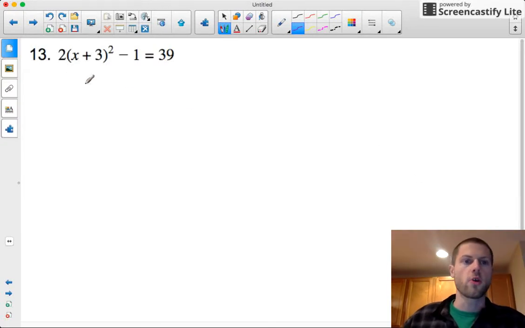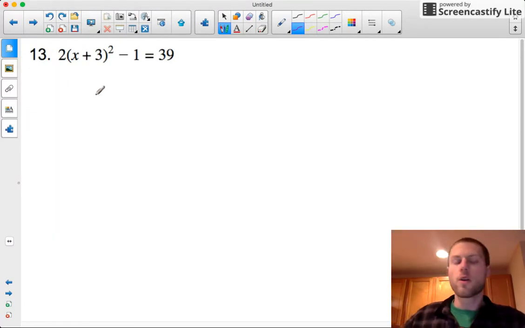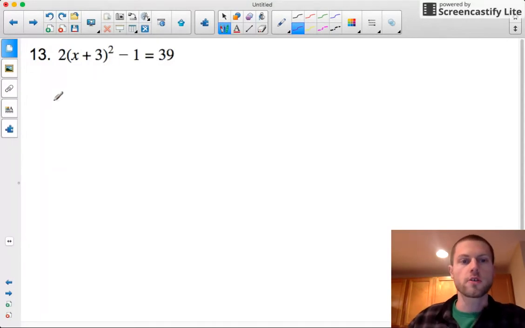All right, one more from the homework here, and this one's a bit of a doozy. Lucky number 13. We've got a whole lot of stuff going on here with this quantity being squared. We want to solve this quadratic, and the way that we're going to do that is we are going to use the square root method.